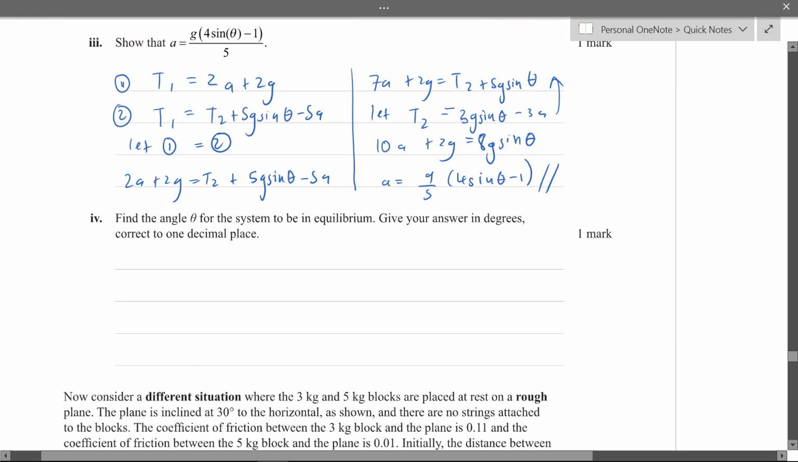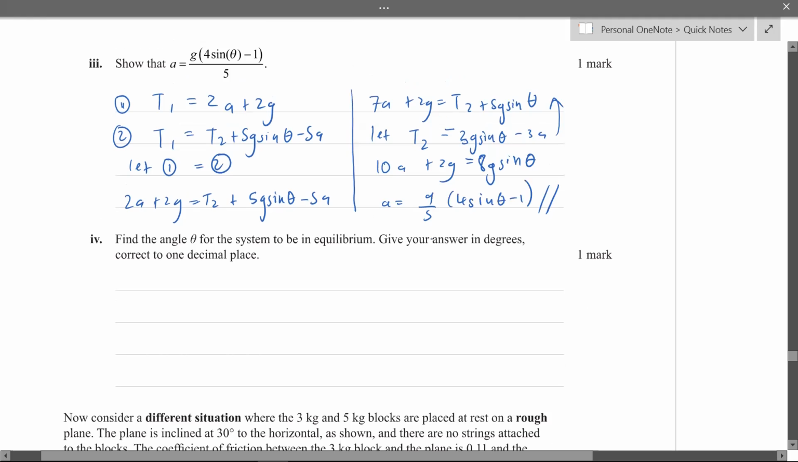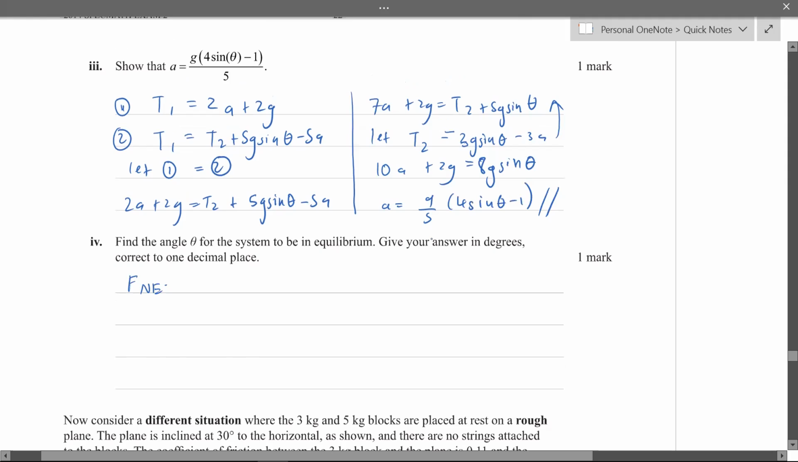So find the angle for the system to be in equilibrium. So if it's in equilibrium, then F net equals 0. And if F net equals 0, then A equals 0. So it's handy because we already have A and theta together with no other variables.